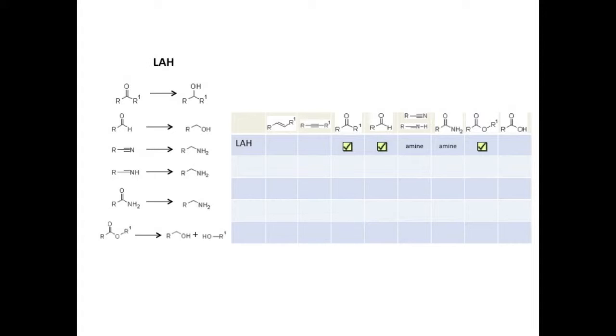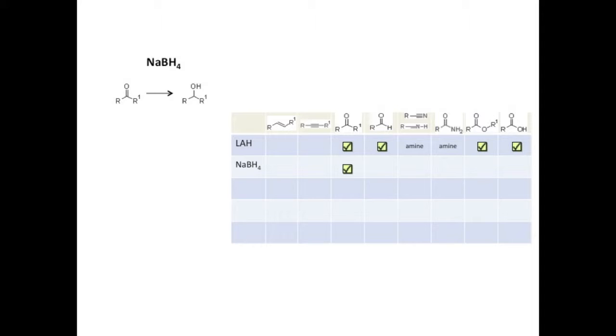Esters will be reduced by LAH and two products will be formed, as the esters split more or less. Both the products will be alcohols. And finally, carboxylic acids will be reduced to primary alcohols, so they follow our rule as well. So that's LAH. If you know no other reducing agent for the MCAT, know this one.